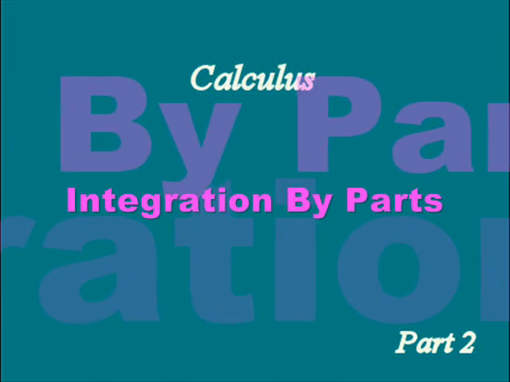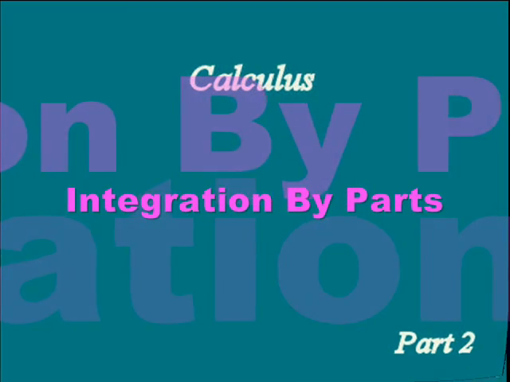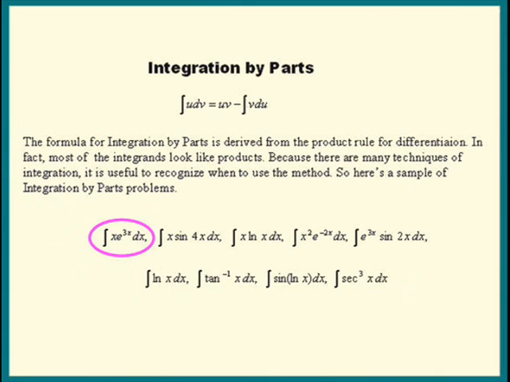Welcome to part 2 of integration by parts. Last time we integrated x times e to the 3x and showed you that if we had chosen x dx to be dv, the integral got harder.